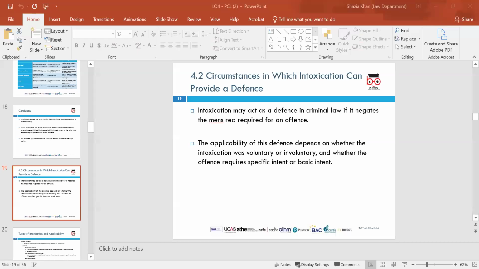4.2 Circumstances in which intoxication can provide a defence. So intoxication can only provide a defence in criminal cases when the defendant was so intoxicated that they were unable to form the necessary specific intent required for the crime they are charged with, meaning they lack the mental state to commit the crime intentionally. This is typically only applicable to crimes requiring a high level of mental intent, not general intent crimes.